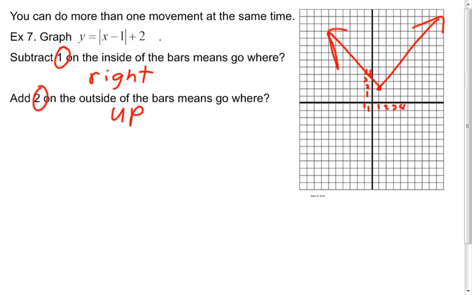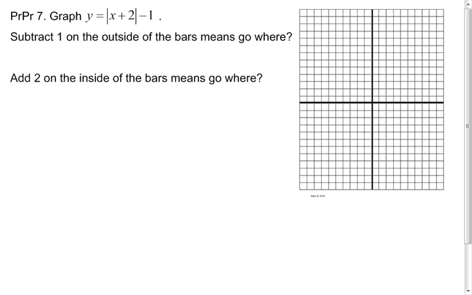Okay, so I can do more than one at the same time. I can go to the right and up at the same time. So I went 1 to the right, 2 up, and then I drew my V shape. One for you to try just like that. Subtracting 1 on the outside tells you to do something. Adding 2 on the inside tells you to do something. There's no negative sign out in front of that problem, so it's going to stay right side up.